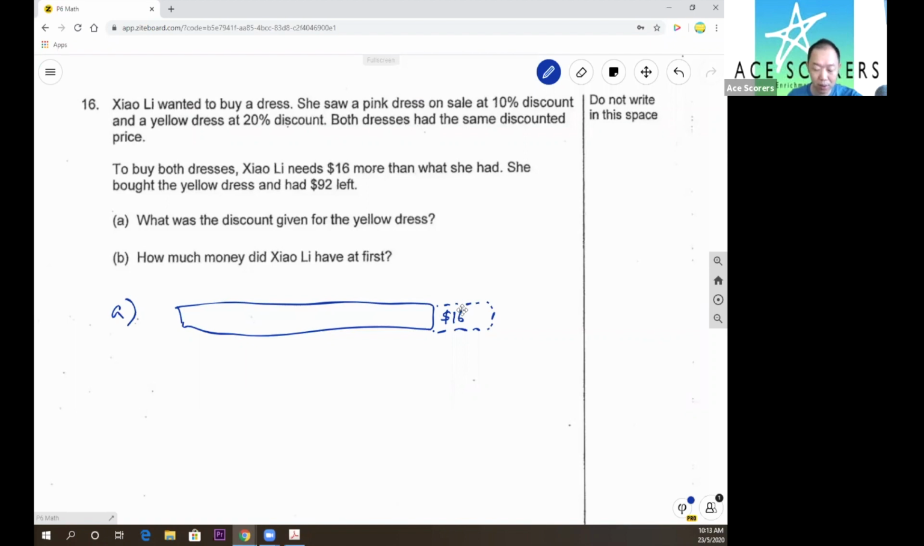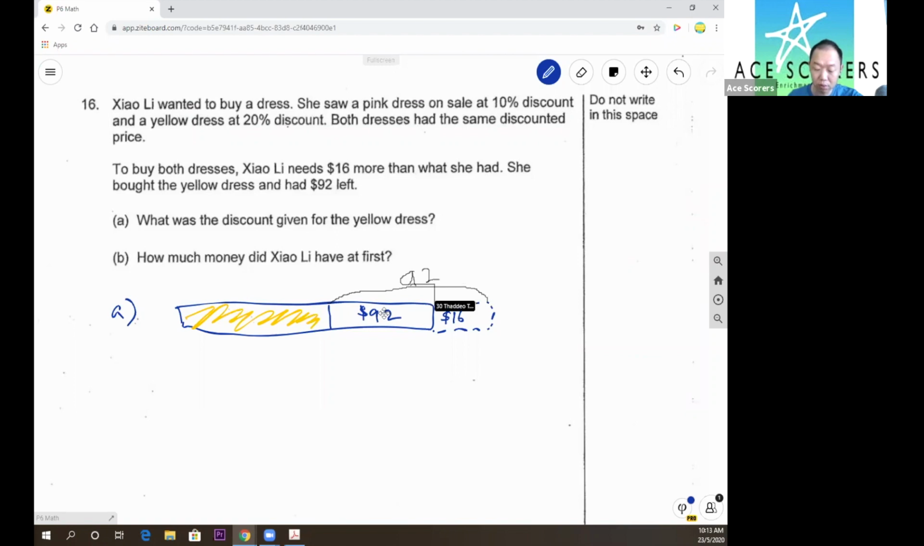So she bought the yellow and had 92 left. So yellow, let's put the yellow here. The yellow dress costs this amount. The yellow color box, yellow dress costs that amount. And she had 92 left. Very good. Tadeo is drawing ahead of me.